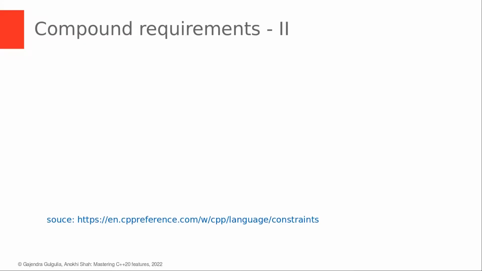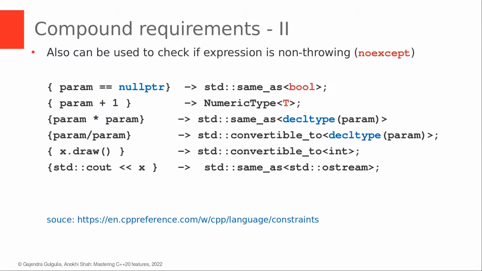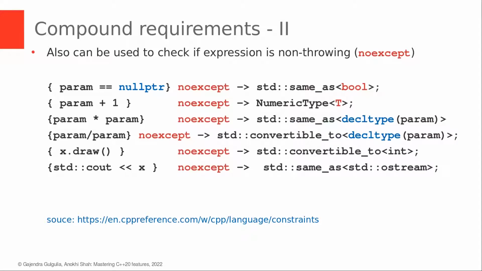And finally, I wanted to show you the second variation in the compound requirements, namely compound requirements can also be used to check if the expression is non-throwing. For example, if we take all these requirements, we can impose a restriction that these expressions don't throw by applying the noexcept keyword after the curly braces but before the arrow function, like this. We can do this also in our current example.